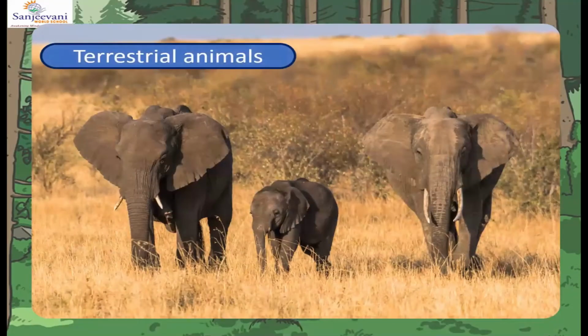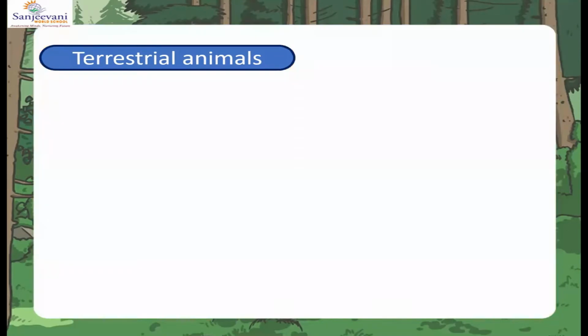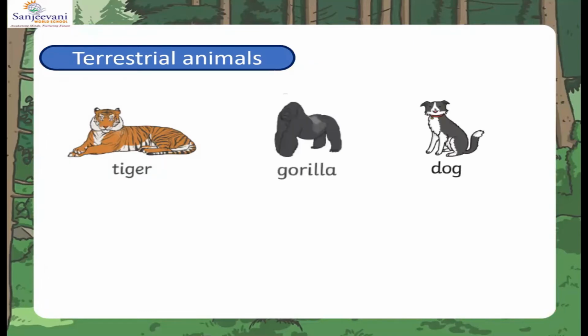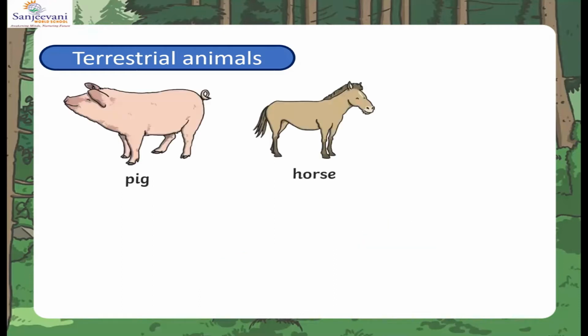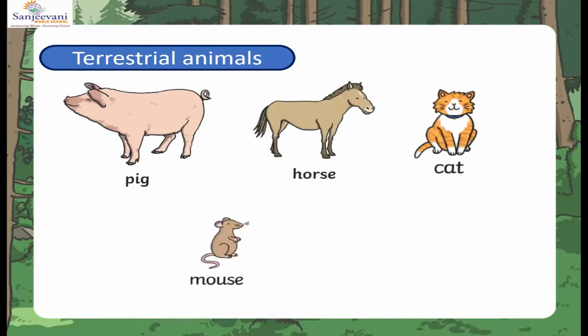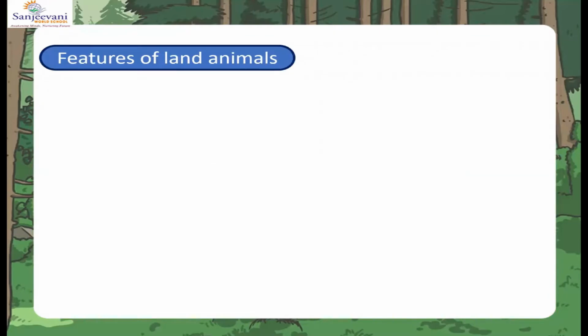Terrestrial animals. Animals that live on land are called terrestrial animals. Their body organs help them to live on land. Animals such as tiger, gorilla, dog, lizard, leopard, pig, horse, cat, mouse, rabbit are terrestrial animals. Now, features of these land animals. What are the features of land animals?